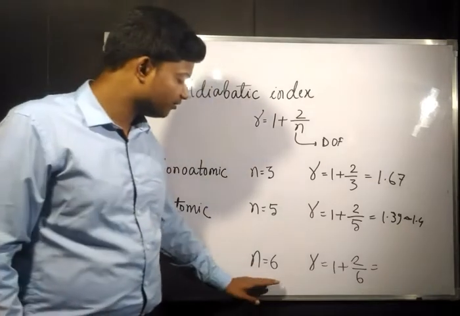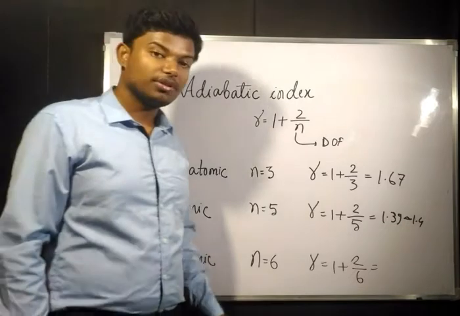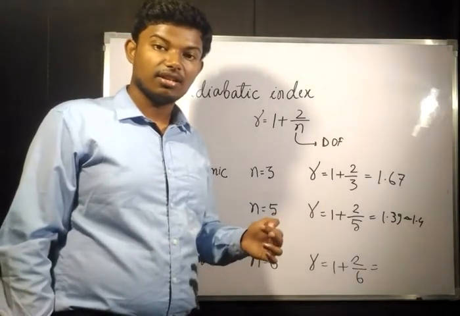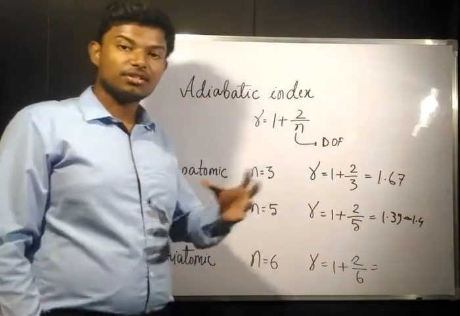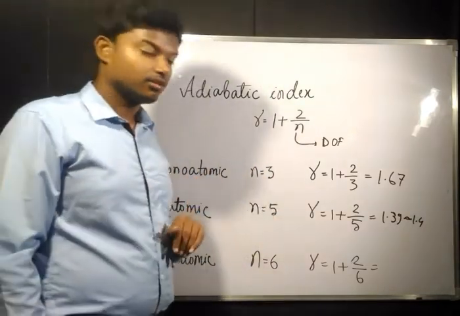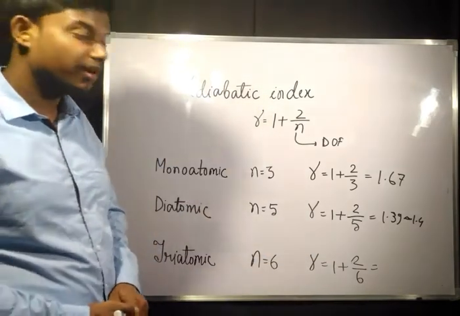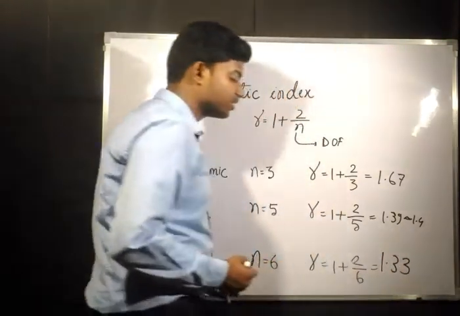Now experimentally it is found out that the degree of freedom of this triatomic gas is going to be 6. So this may be 3 translational and 3 rotational. 3 rotational about 3 different axes and 3 translational in 3 different axes. Now if you put this in the same relation, gamma equals 1 plus 2 by n, you are going to get the value of 1.33.